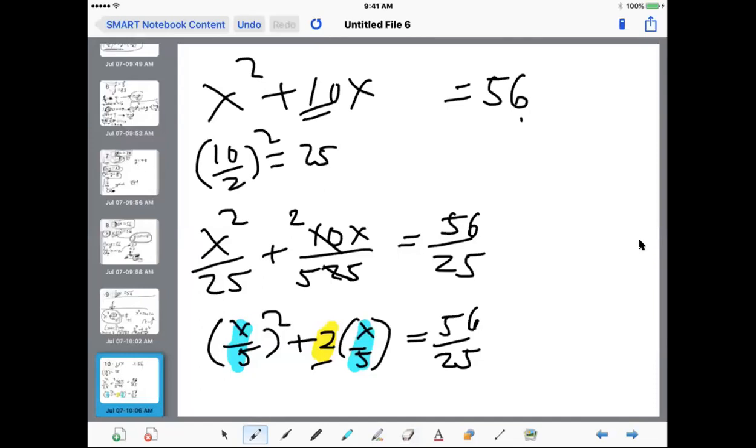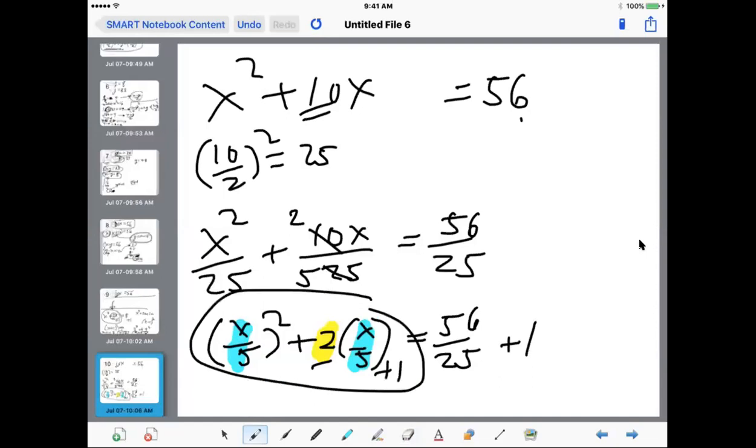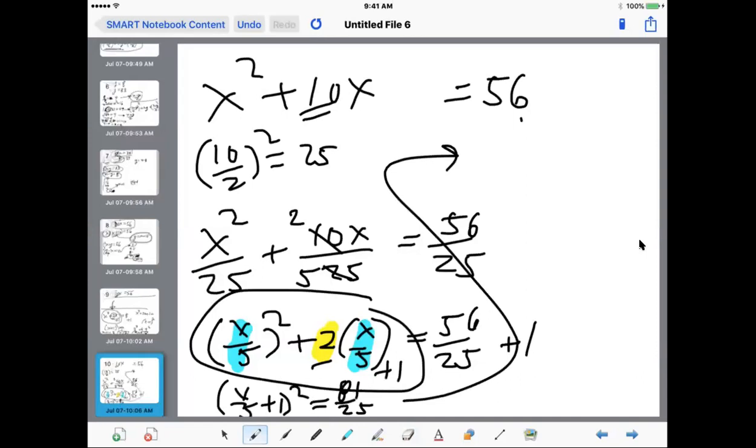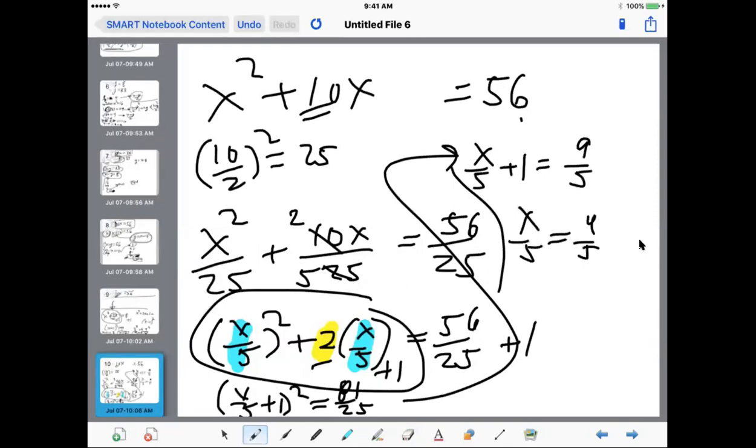And now I can add 1 to both sides. And look what I have. I can replace that with x over 5 plus 1 squared. And 56 over 25 plus 1 is 81 over 25. Take the square root of both sides. Don't worry about negatives. x over 5 plus 1 equals 9 over 5. Subtract 1 from both sides. x over 5 equals 4/5. And solve for x.